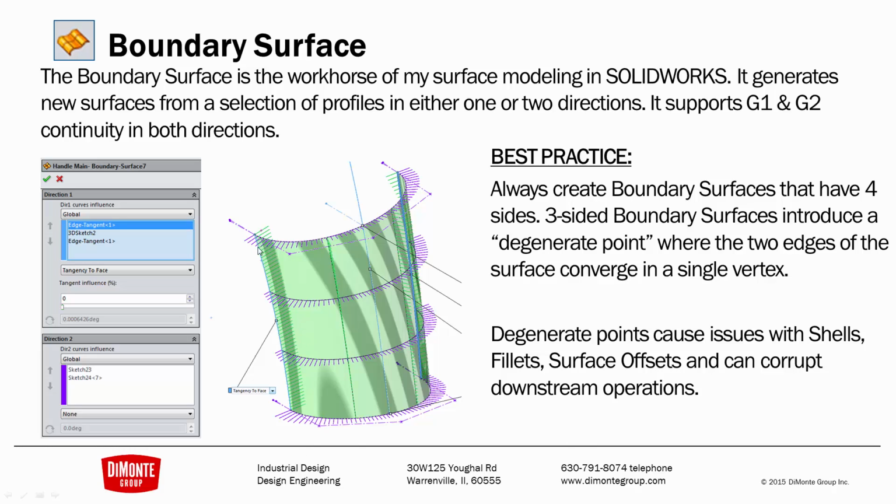So here, this large boundary surface, which forms a big portion of the handle, is created from 5 total profiles. I have this profile, this profile, and this profile, 3 total in direction 1, which is the same as profiles in Loft. And in direction 2, I have this curve and this curve, which is the same as guide curves in the Loft.